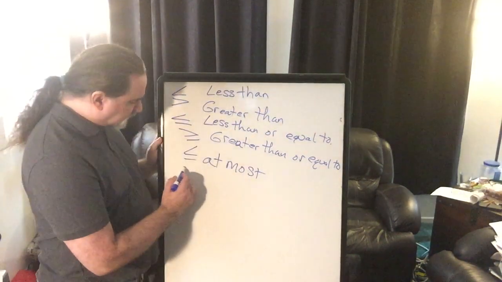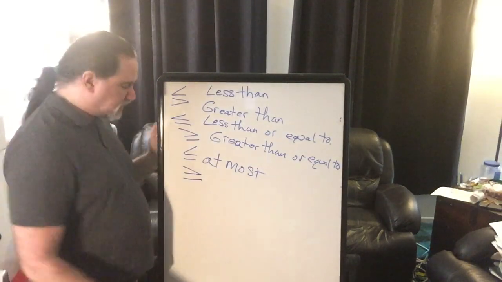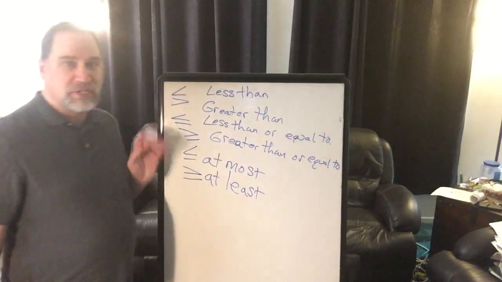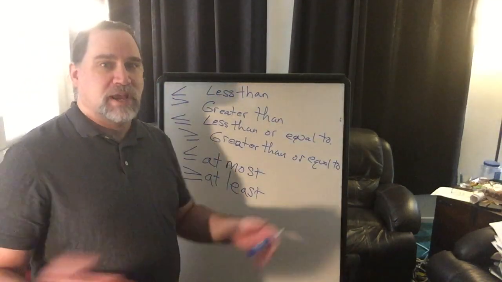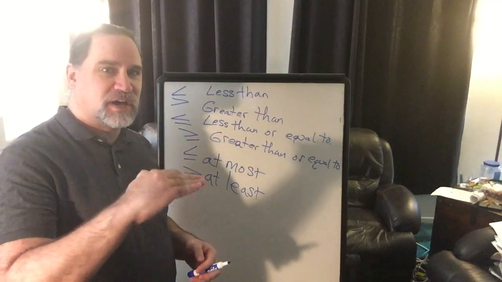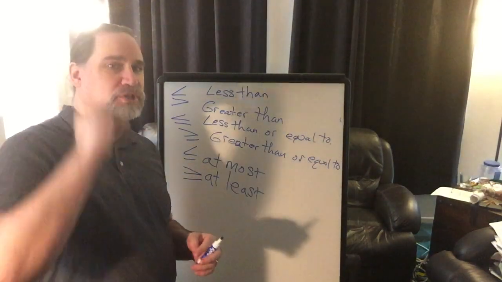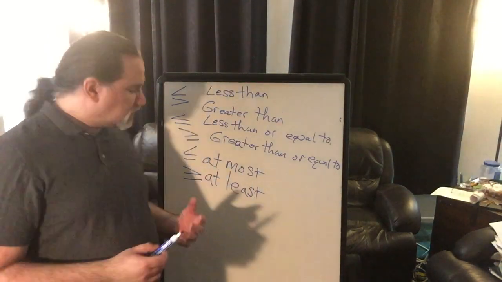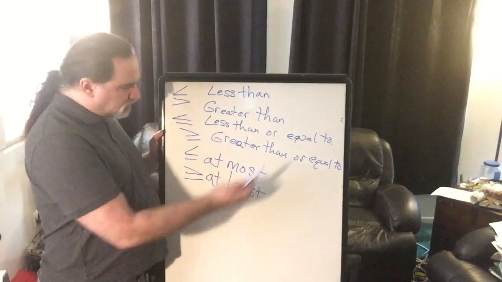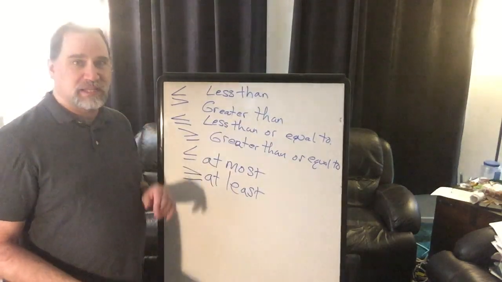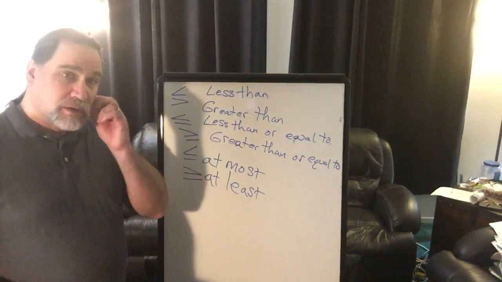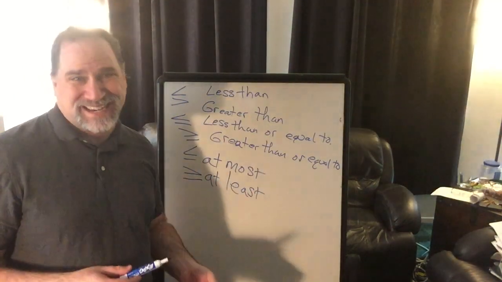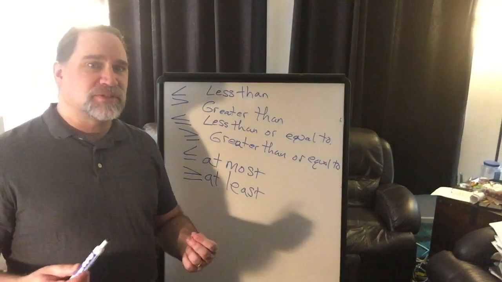And then the same thing for the other one is at least. That one I'm sure you've seen at an amusement park. You must be at least as tall as this sign to go on the ride. This tall or taller, or you can't go on the ride. So that's what it means: greater than or equal to is at least, and less than or equal to is at most. The difference, though, is knowing when it's an equal to or when it's not, and that just depends on the context.